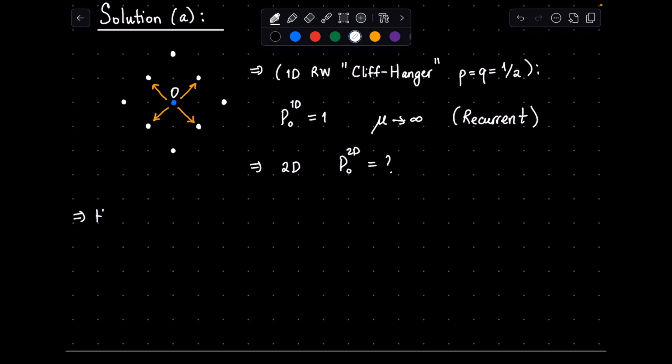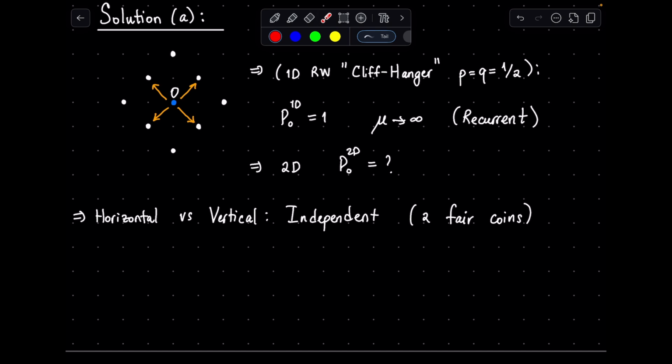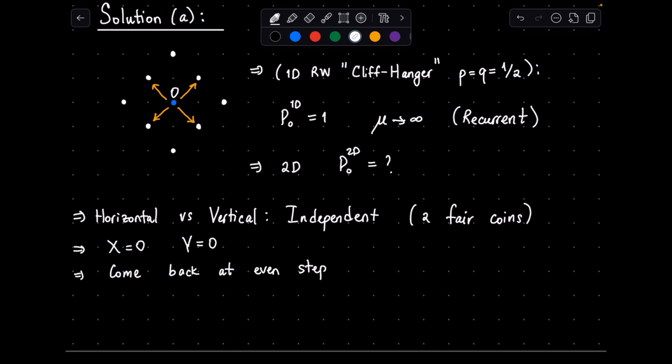First, let's note that the random walk's movements in the horizontal and vertical directions are independent. Imagine flipping two independent coins to determine the direction in each axis. That's why we say that the x and y direction movements are independent. Next, let's note that for the random walker to come back to its origin, both x and y should be equal to 0. Therefore, the random walk can only come back to its origin at even steps.